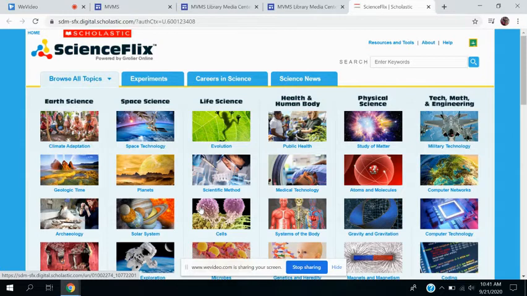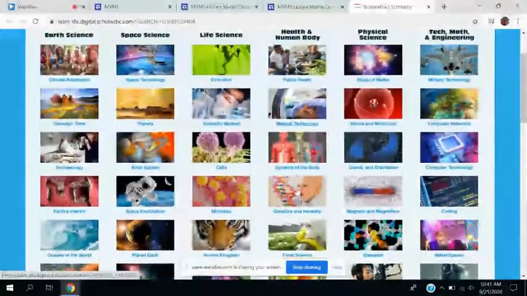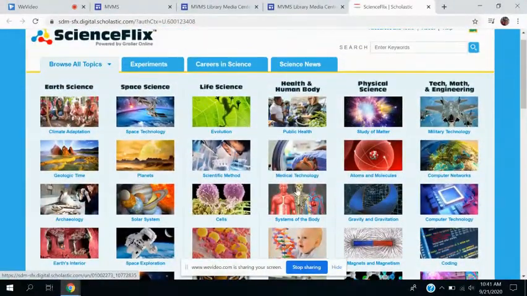All right, the coolest thing, you're going to get all these little thumbnails, these little squares, and you're going to see there's a lot on here. It's bright, it's colorful, it's engaging, and it's extensive. You are also going to notice that along the top, there are 6 columns: earth science, space science, life science, health and human body, physical science, and then tech, math, and engineering, the kind of STEM categories.